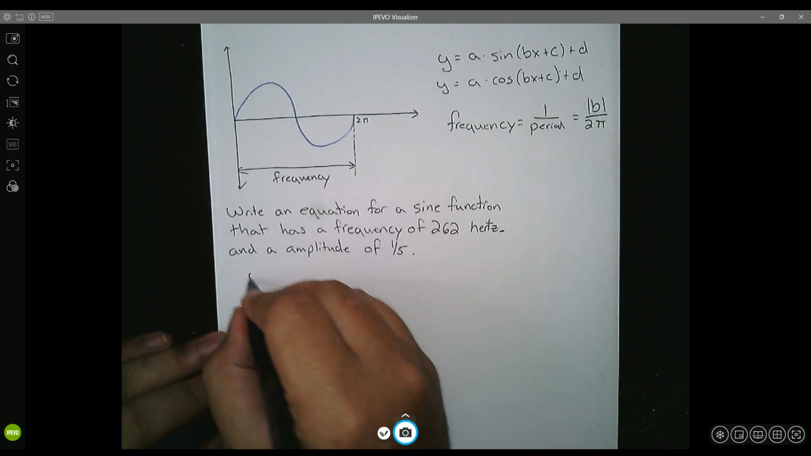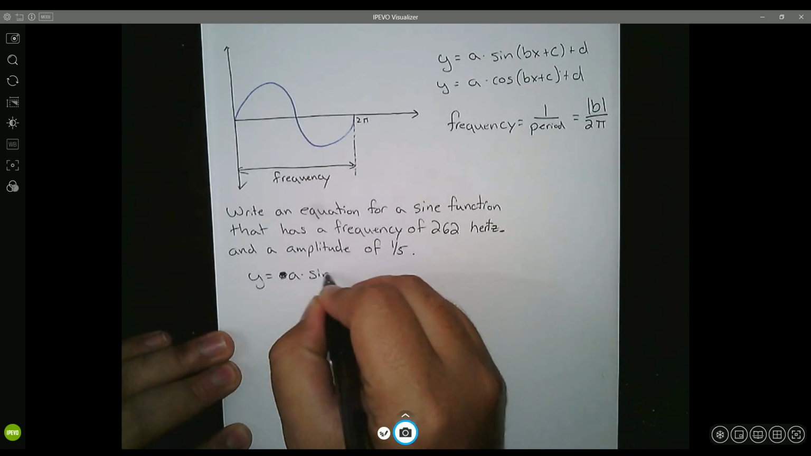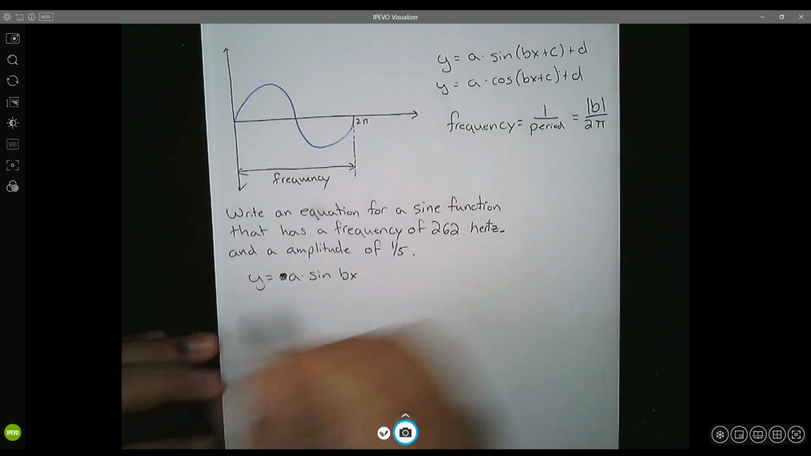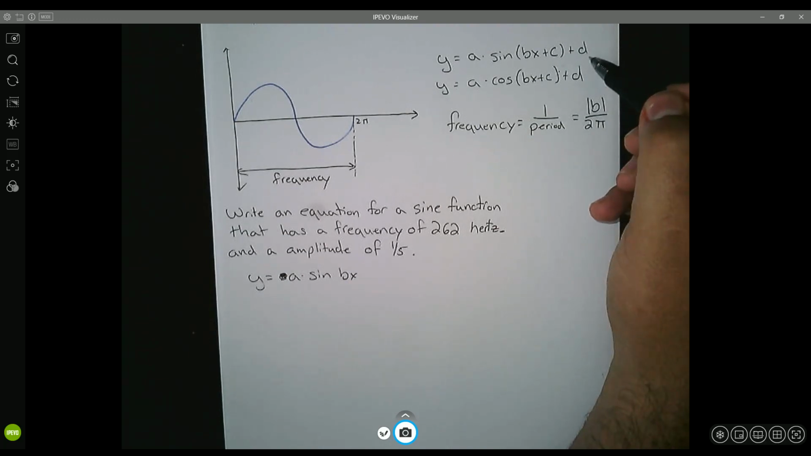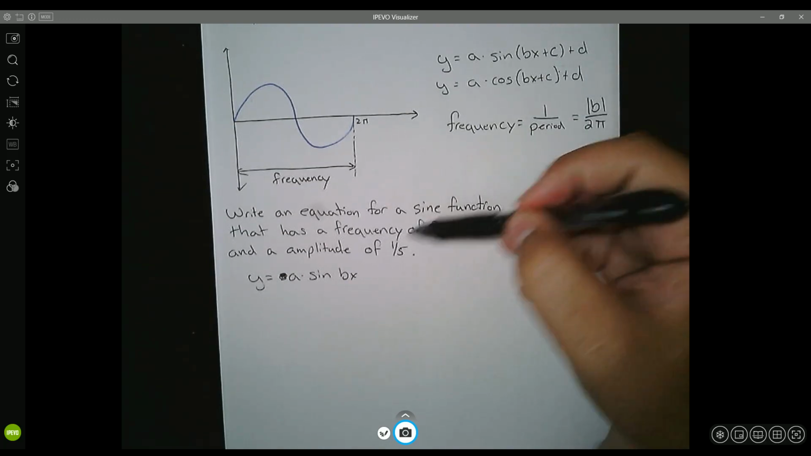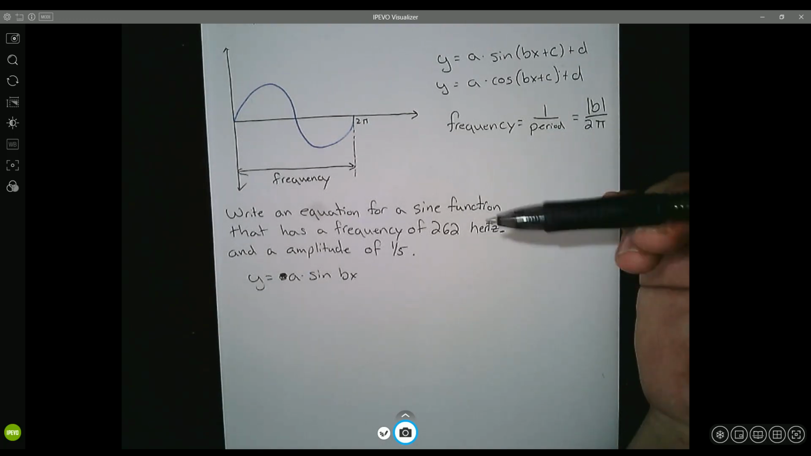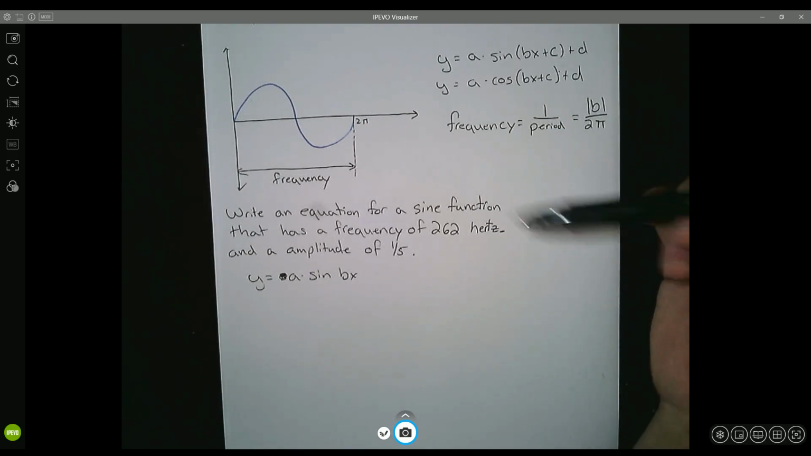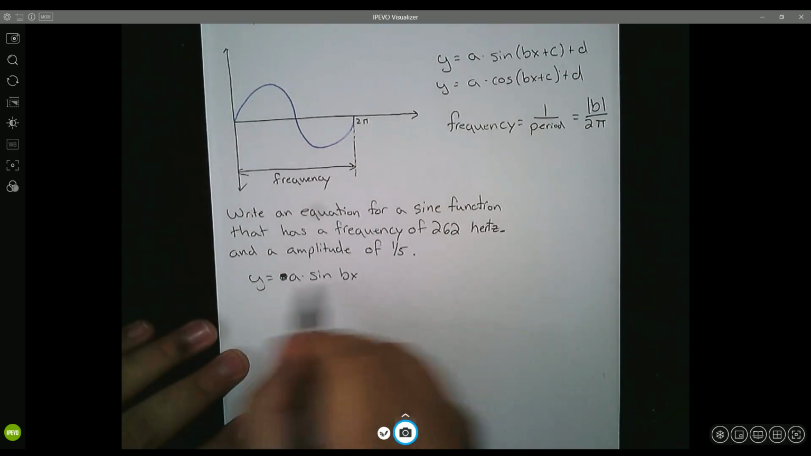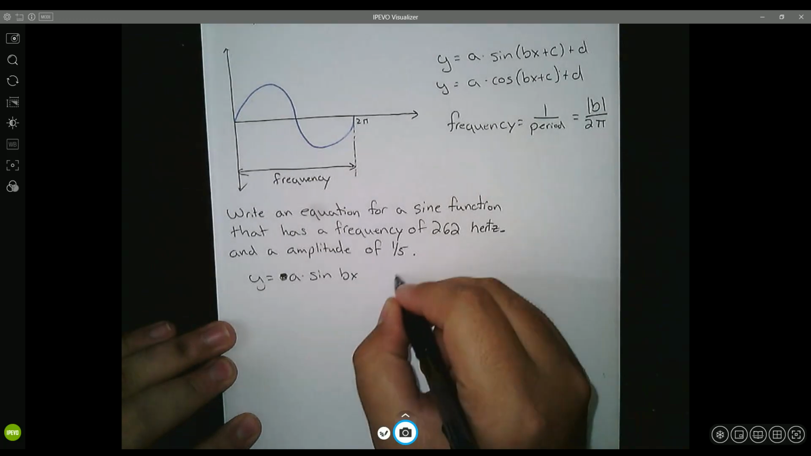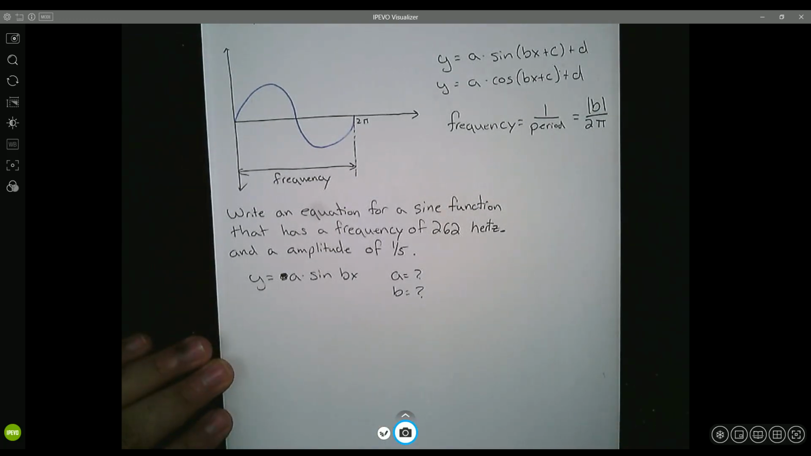We're going to be using y is equal to a times sine bx. The reason I didn't include c or d is because we haven't defined those terms, so we don't know what they are. And if you look inside our question, we don't have any other values. We have an amplitude and a frequency, and we know both of those use the terms a and b. So there's nothing else that we can use. This is going to be my general function for this one. So I need to find what a is and what b is.